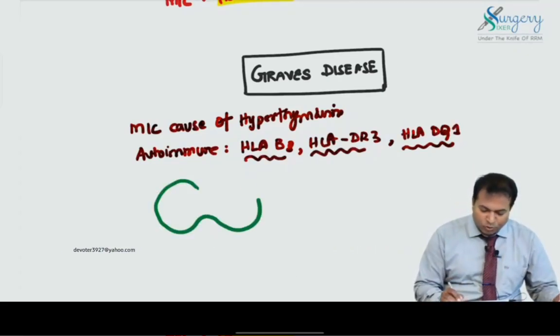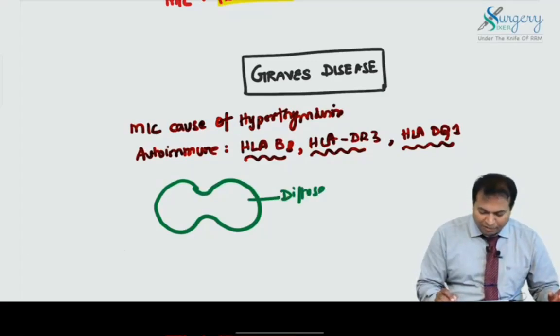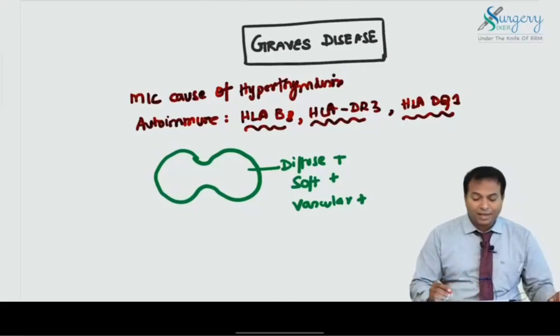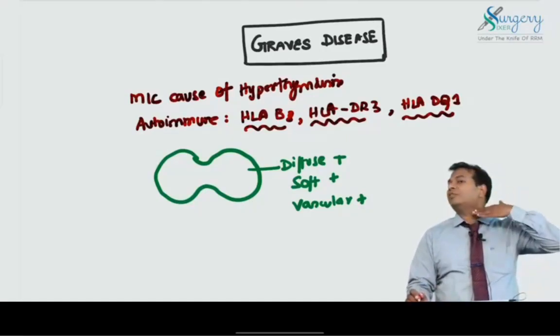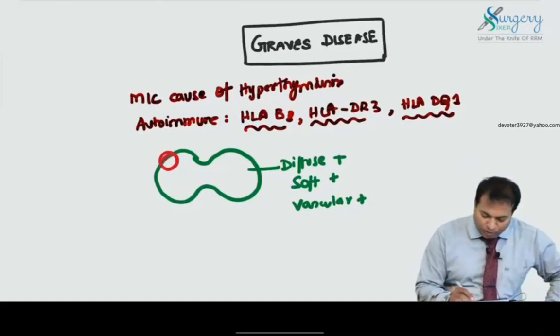And Graves' disease will have a diffuse enlargement of the thyroid gland, which will be soft in consistency and highly vascular. You can feel the thyroid thrill at the superior pole when you touch the thyroid gland.